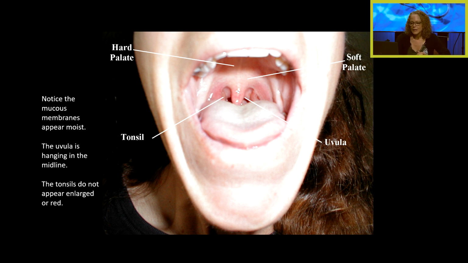So we can see here that the mucous membranes do appear moist. We can see that the uvula is hanging in the midline. We can also identify that there's no enlargement of the tonsils. There's no redness, swelling, or drainage going on in the back of the throat. This is a pretty good example of what you would see if you looked into a normal mouth.